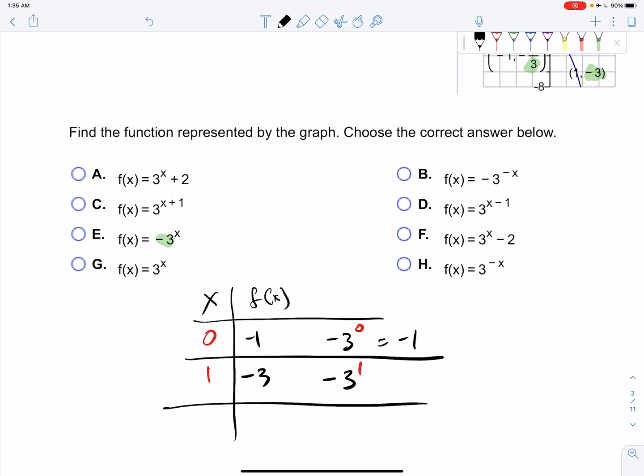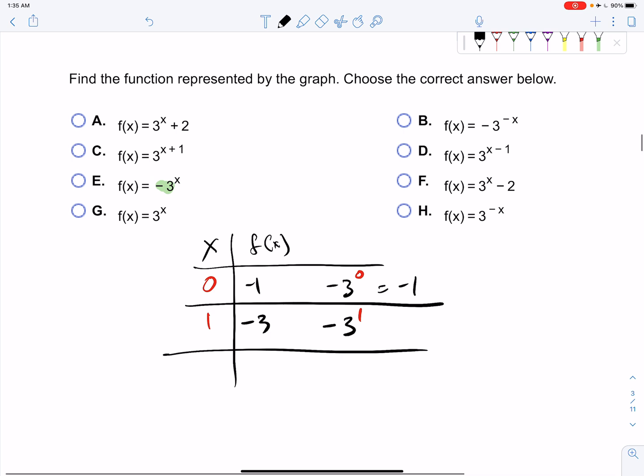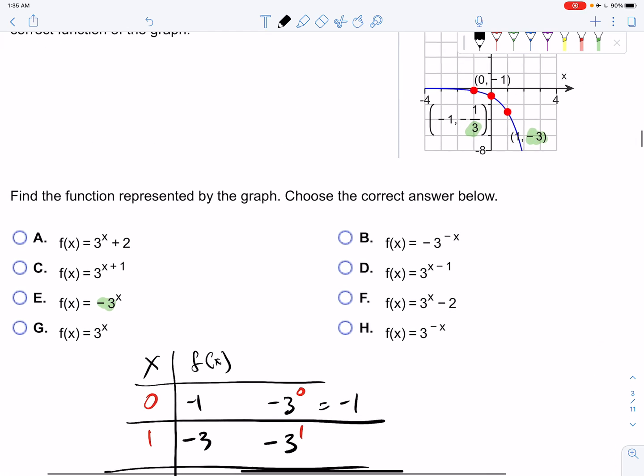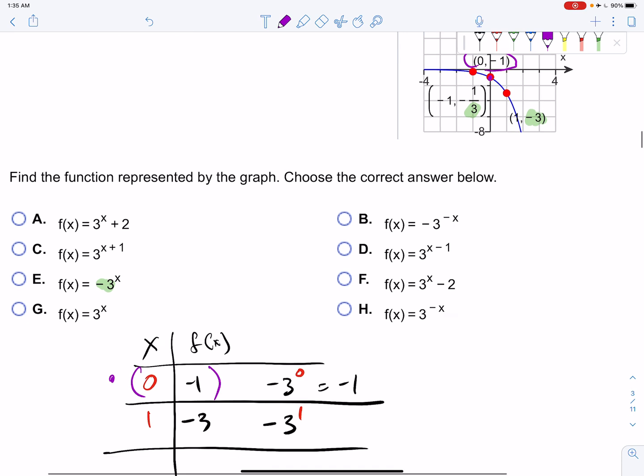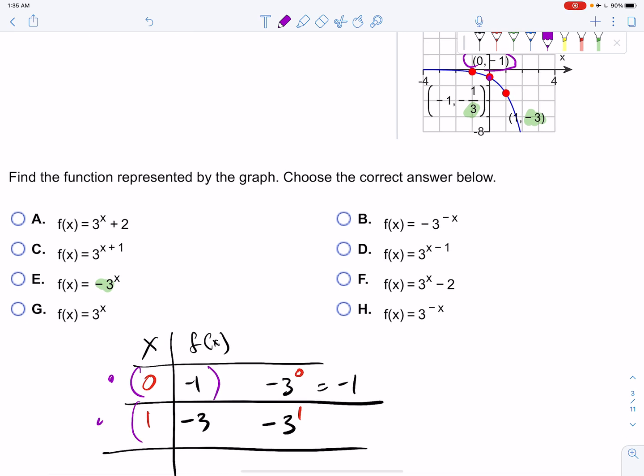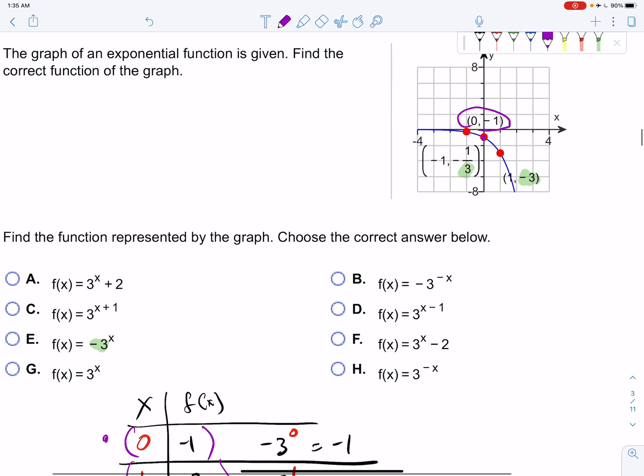And is this actually matching the graph we have? If we were to check it, let's check it with a purple pen, and let's look at this point. This is 0 comma negative 1. Well, there it is right there, 0 comma negative 1, that point. And how about this point right here? This is 1 comma negative 3, and yep, there it is right there, 1 comma negative 3, which is this point.